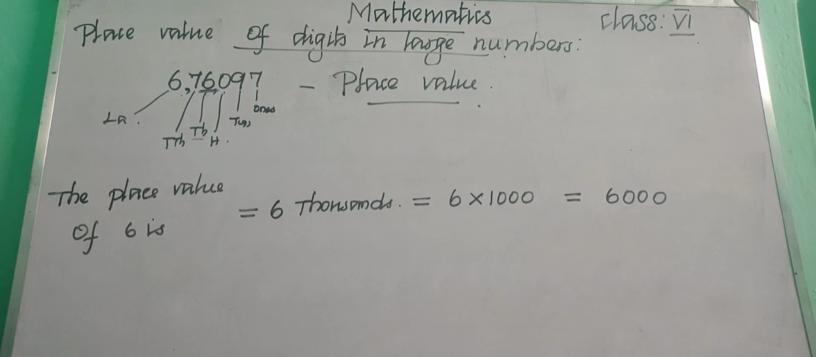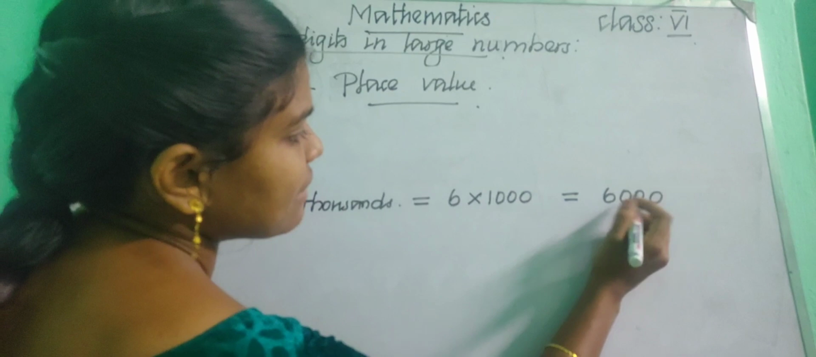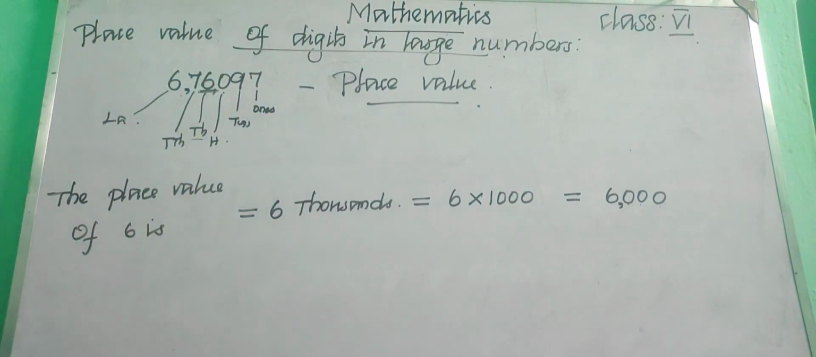So this is the place value, and also we need to insert the comma. Ones, tens, hundreds. So 3 digits, after 3 digits we can insert a comma. So 6,000 is the answer. It is a place value. Is it clear?